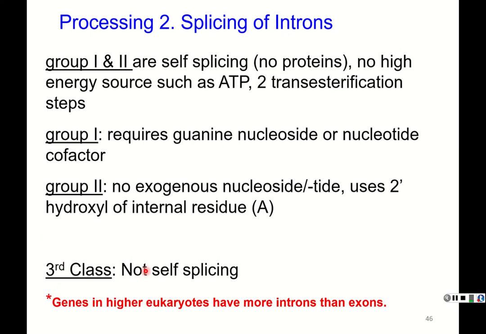There's a third class that isn't self-splicing. Genes in higher eukaryotes have more introns than exons, it turns out. So the processing of messenger RNA, this splicing, is actually pretty important.